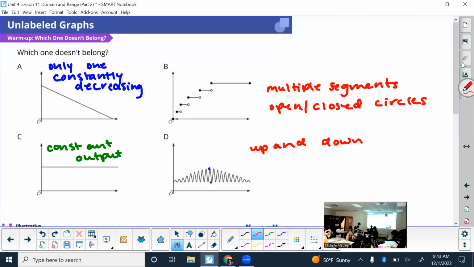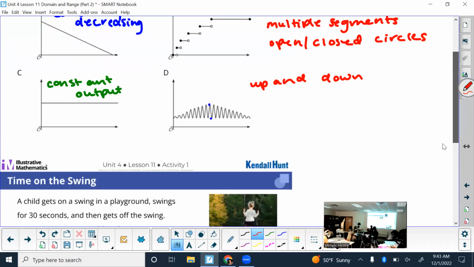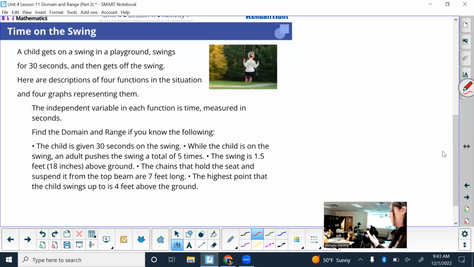The swing details are here. So let's look over that together so that you can have a background for the activity you're about to do. A child gets on a swing in a playground, swings for 30 seconds, then gets off the swing. Here are descriptions of 4 functions in the situation and 4 graphs representing them. So that's what's on your paper, the 4 graphs and the descriptions that go with them. The independent variable in each function is time measured in seconds.